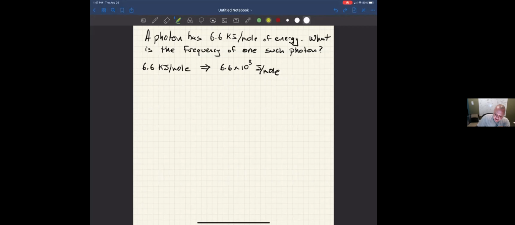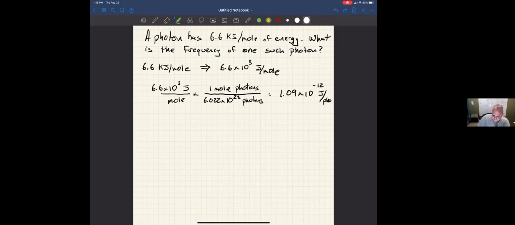Now that I have that, I can use Avogadro's number and I can convert 6.6 times 10 to the third joules per mole by using the conversion factor. 1 mole of photons is 6.022 times 10 to the 23rd photons. And I get 1.09 times 10 to the negative 20 joules per individual photon. Okay, now that I have that energy in terms of joules per photon, I can turn to the formula.